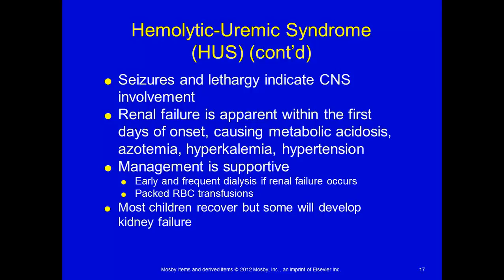But if renal failure is going to occur with hemolytic uremic syndrome, it's going to happen pretty quickly. It's going to be pretty apparent within the first few days of onset, causing, again, all the symptoms that we've talked about with renal failure: metabolic acidosis, azotemia, a high K, hypertension, etc. Again, oftentimes most children will recover. It can be self-limiting. Some will develop full-blown chronic kidney failure.